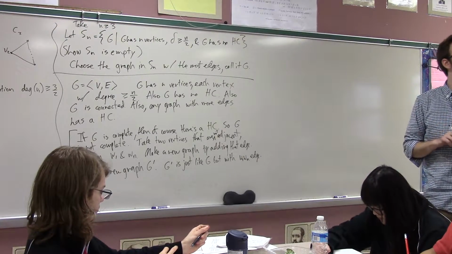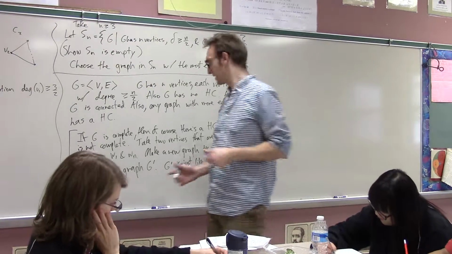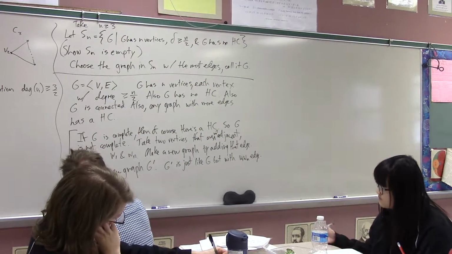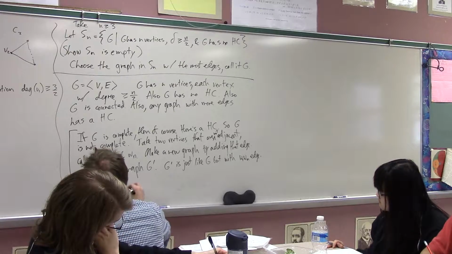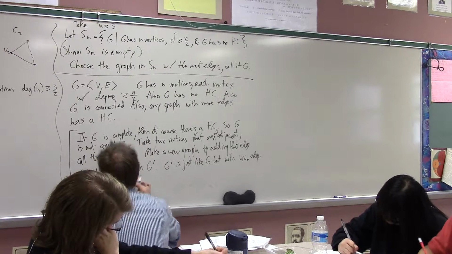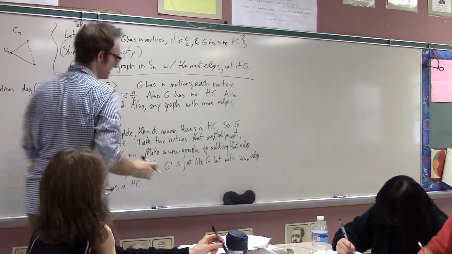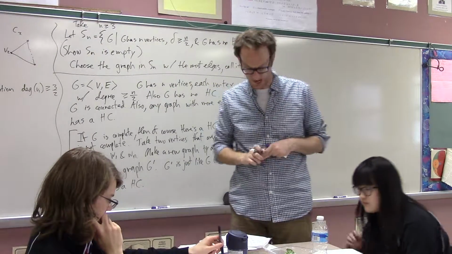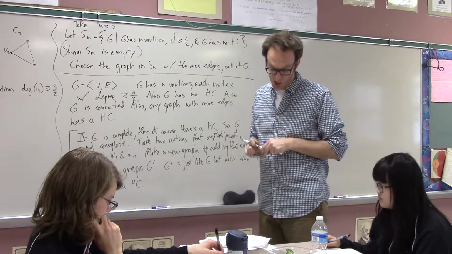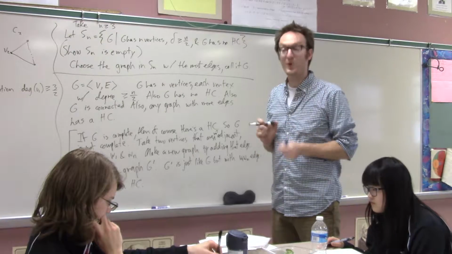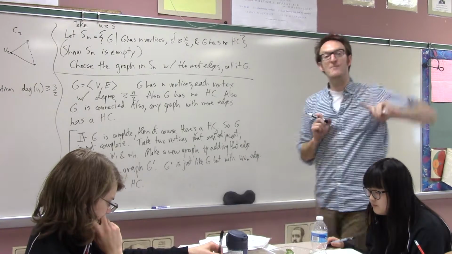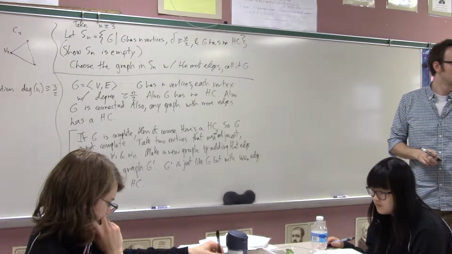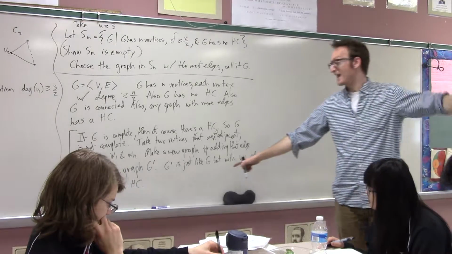It has a Hamiltonian cycle, says Lyndon. Yeah, so G prime has a Hamiltonian cycle, because we already said that G had the most number of edges it could have without having a Hamiltonian cycle. So then G prime does. Okay. And by the way, what else can we say about that Hamiltonian cycle? It contains that edge, right?